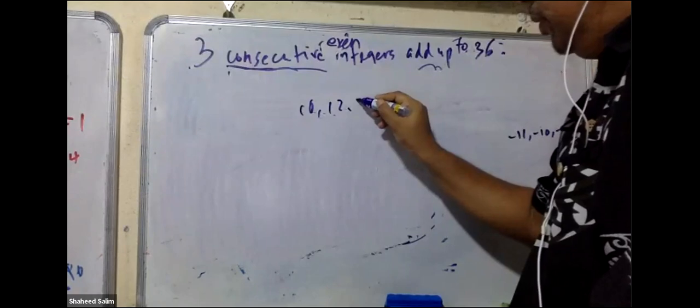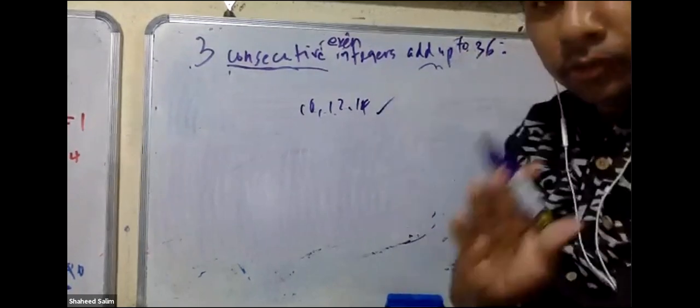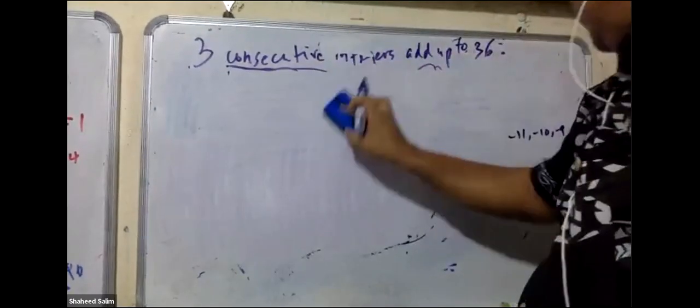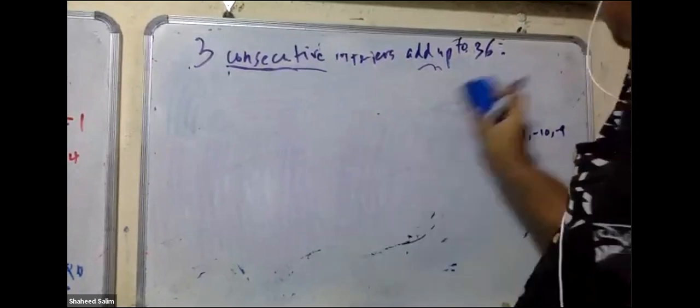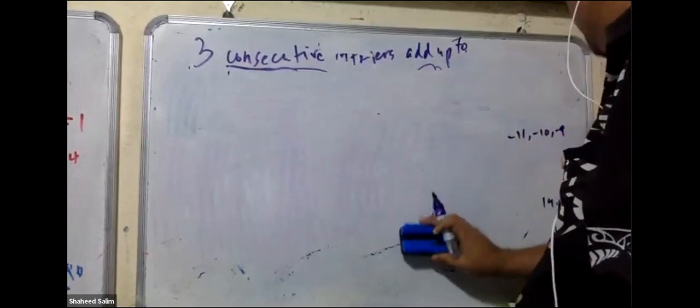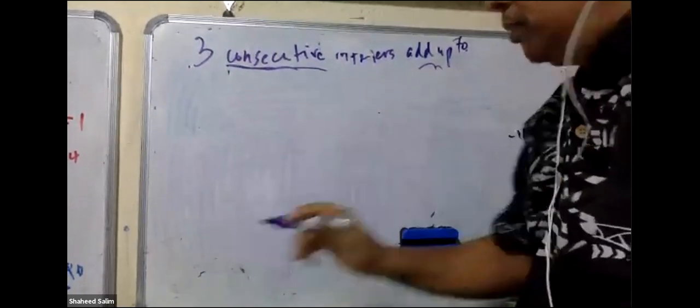10, 12, 14. Good, well done. You're clear? Yes. Okay, now I'm going to do 3 consecutive even numbers add up to, don't be scared of this. Don't be scared. Same thing. It's the same thing, Emma.